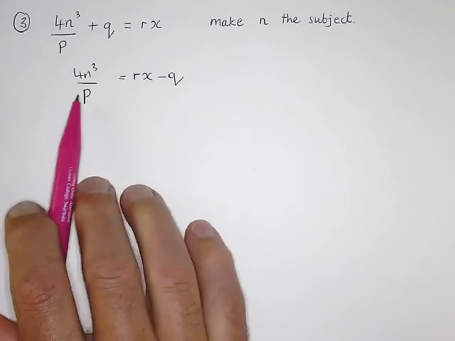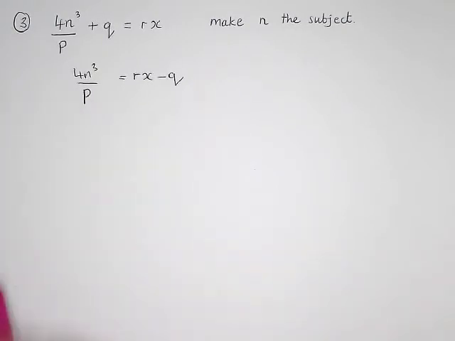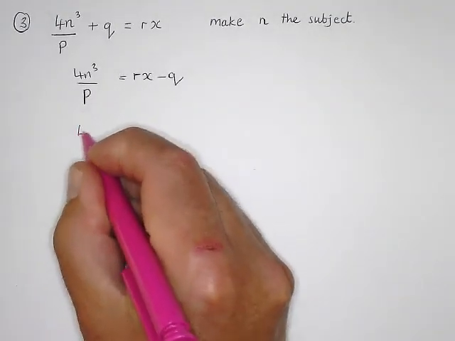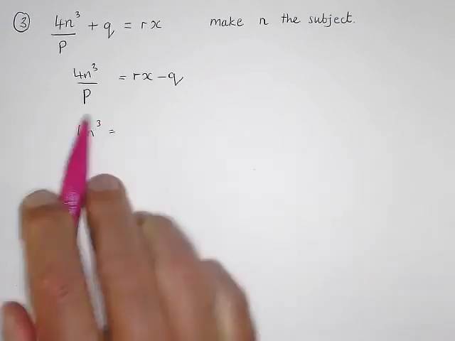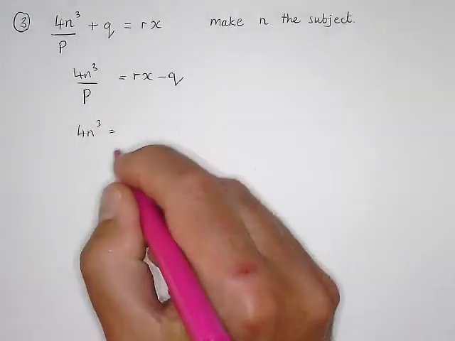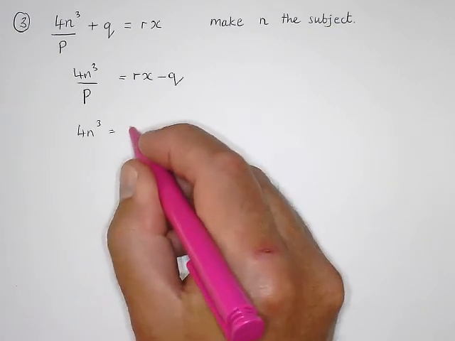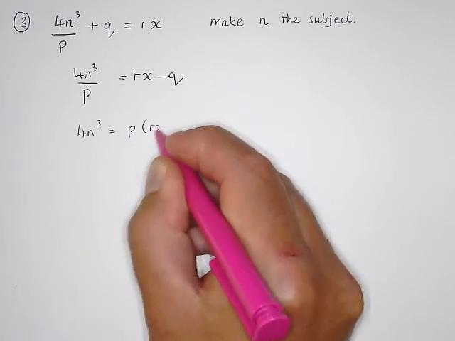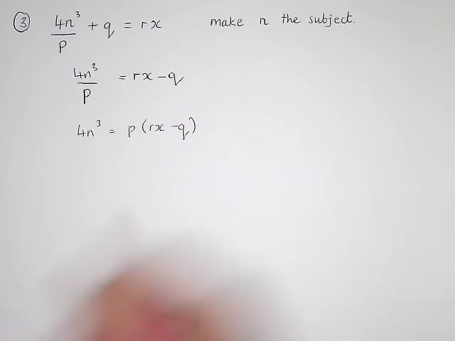The next step would be to remove this denominator. So whereas the p is dividing the 4n cubed, if we take the p to the right hand side, we have to multiply, but multiply everything. So we put the p in front of a bracket, and it's rx minus q.